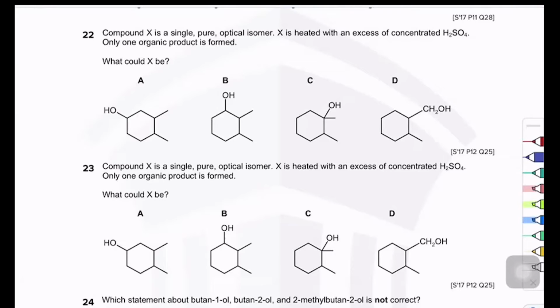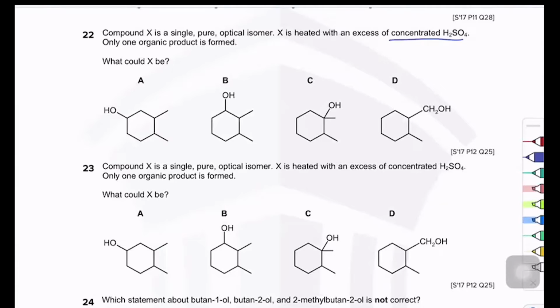X is heated with excess concentrated sulfuric acid. Only one organic product is formed. So now, when I react any of these with sulfuric acid, and this is excess concentrated sulfuric acid, it means it's going to dehydrate it. When it dehydrates, it's going to remove the OH. When it removes the OH, then I must get one organic product, no other thing. No other isomer can be formed.